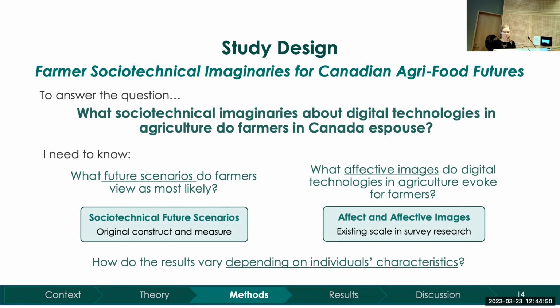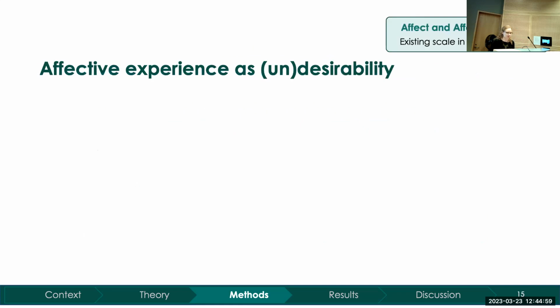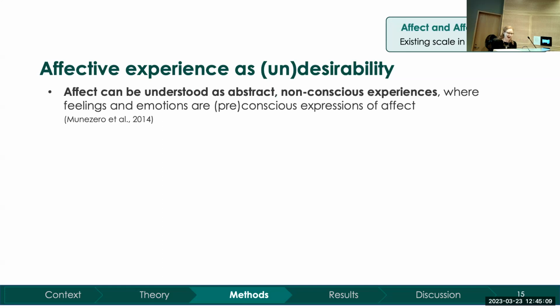And then of course, we had the great wealth of having this data, that very large sample size. And so we also wanted to know, how do these vary depending on individuals' characteristics? So I need to take you back to a little bit of theory, and then we'll get into the juicy data. So we're using an existing scale, so I need to define to you what affect is.